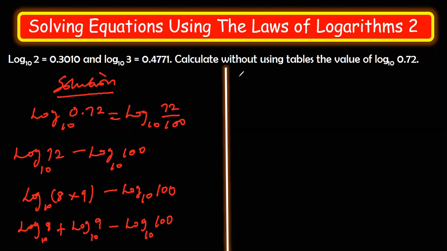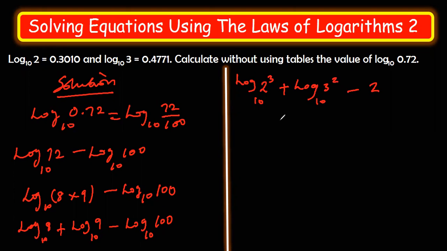So, which means we're going to have log. Since our plan is to change these logs into 2 and 3, we are going to have log 2 raised to the power of 3 plus log 3 raised to the power of 2, that is 9. So they are all in base 10. So let's put the base here. Minus log 100 is 2. So we should have something like this here.